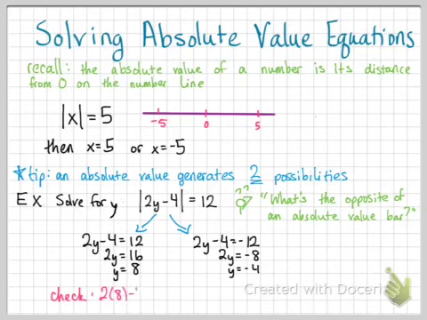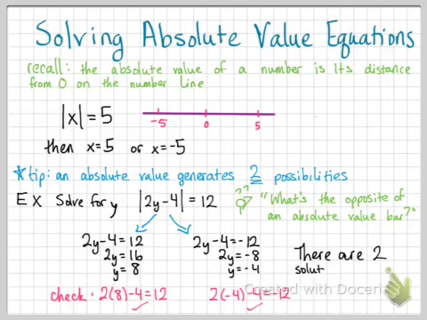Now, it's also important to check your answer. So 2 times 8 minus 4 is 12, and 2 times -4 minus 4 is -12. Alright, both of those worked out, so there are two solutions, and we know they both work.